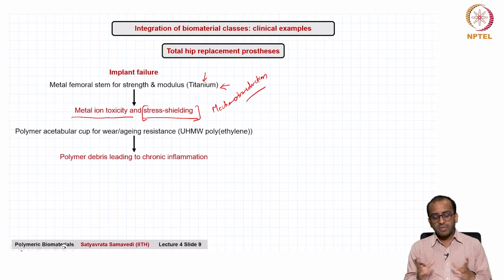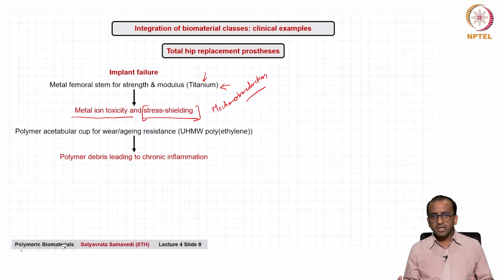Another material that is used, as we saw earlier, is the polymer acetabular cup for wear and aging resistance. Typically, it's ultra high molecular weight polyethylene, which usually functions quite well. Like we saw in an earlier lecture, Teflon performs very poorly. In fact, that was the first material that was tested by Charnley before he started looking at high molecular weight polyethylene as an alternative. So Teflon has very poor wear resistance. It can quickly lead to a lot of debris.